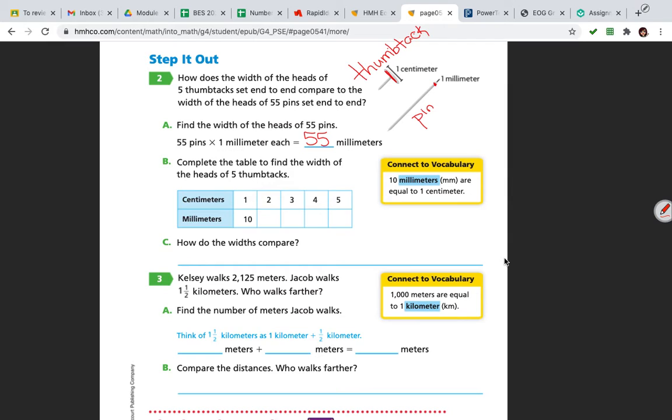It takes 10 millimeters to make up 1 centimeter, so it would take 10 of these pins right here to make up 1 thumbtack. So we've got 5 thumbtacks to compare. Complete the table to find the width of the heads of 5 thumbtacks. Well, 1 centimeter is 10 millimeters, 2 centimeters equals 20, 3 centimeters equals 30 millimeters, 4 centimeters equals 40 millimeters, and 5 centimeters equals 50 millimeters.